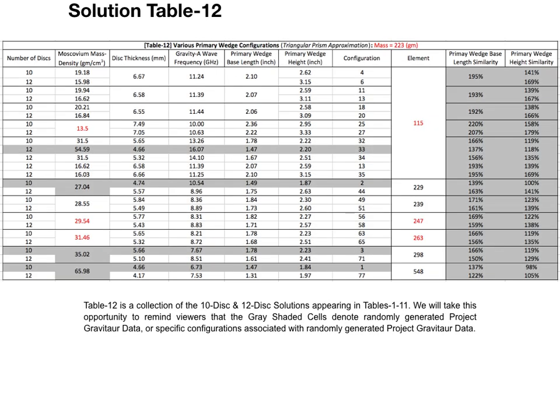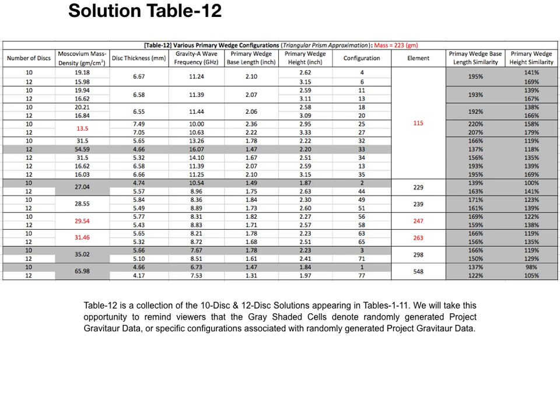Table 12 is a collection of the 10-disc and 12-disc solutions appearing in tables 1 to 11. We will take this opportunity to remind viewers that the grey shaded cells denote randomly generated Project Gravitor data or specific configurations associated with randomly generated Project Gravitor data. Please pause the video presentation and study the information provided.